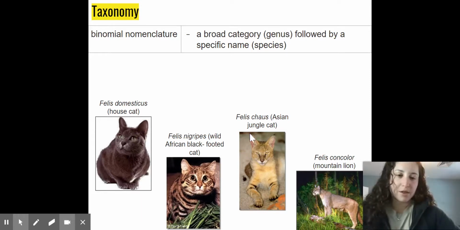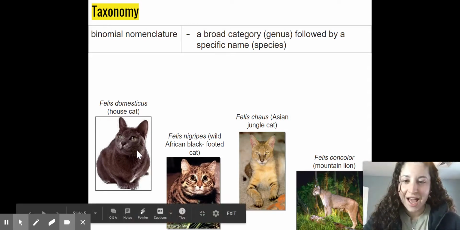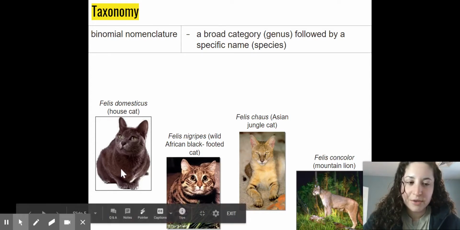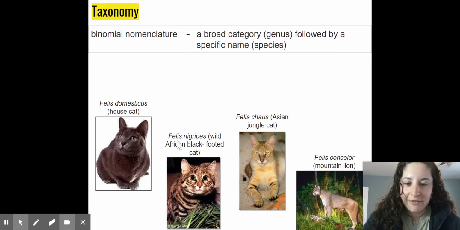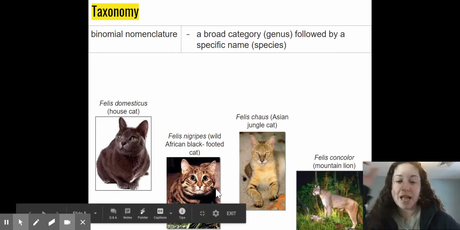So for example, these four organisms are all types of cats. However, they are different types of cats. So they're all going to have the same genus name. They're all under Felis to show that they are part of the cat family. However, their species is different. So Felis domesticus is your house cat. We can have Felis nigripes. I'm not sure how to say it. And this is your wild African black-footed cat.